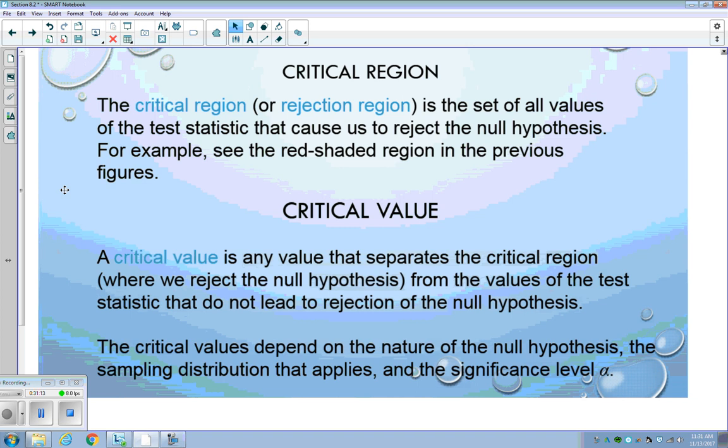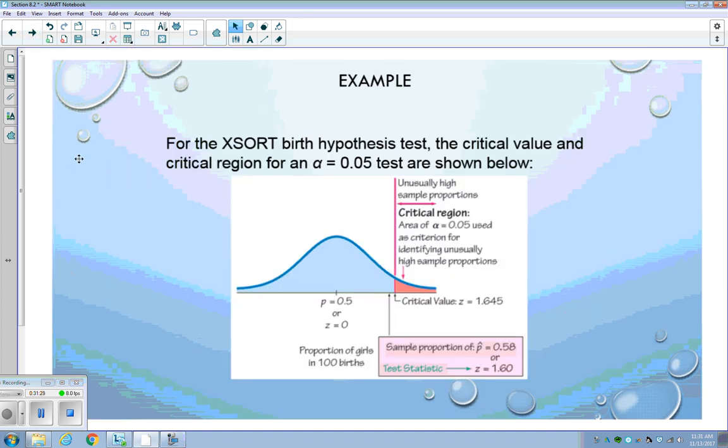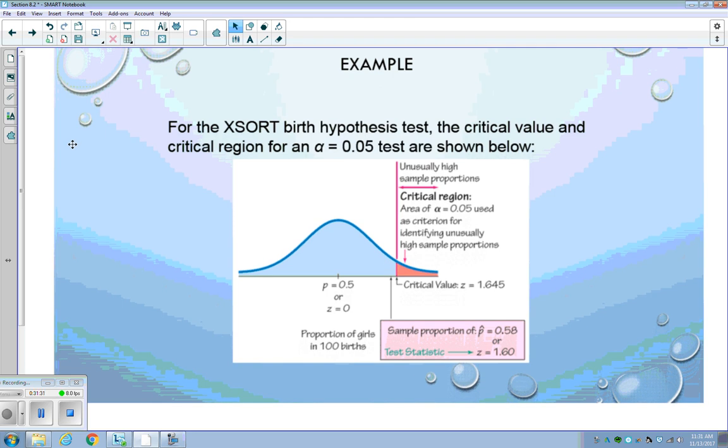This makes you put it all together. We've learned a lot already this semester, and it's making you put it all together. Critical values are your t's or your z's, okay? Depending upon your level of significance.